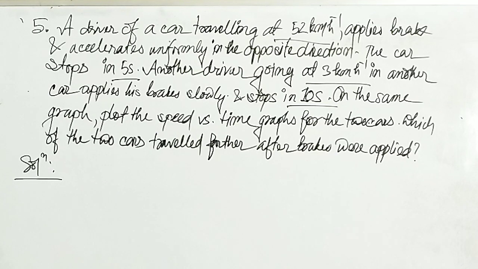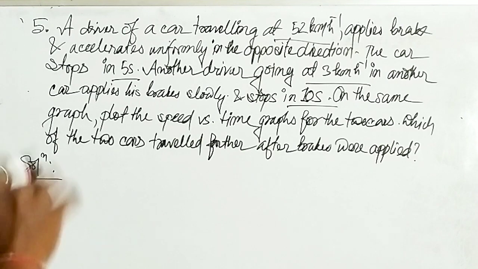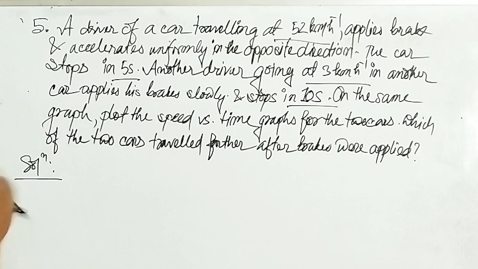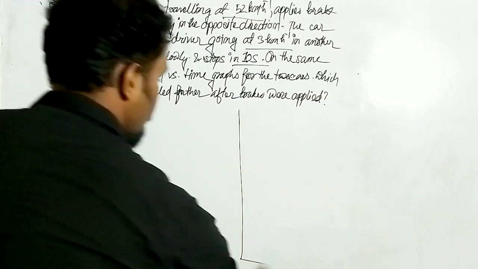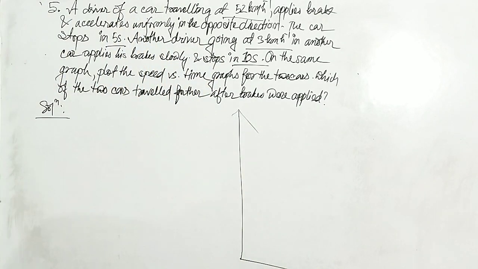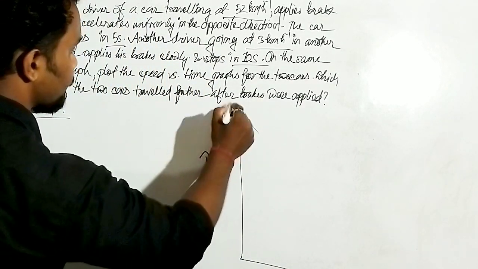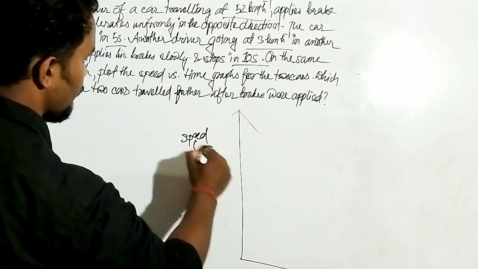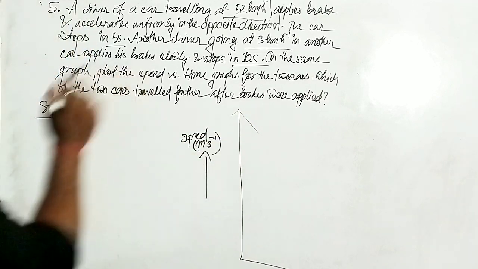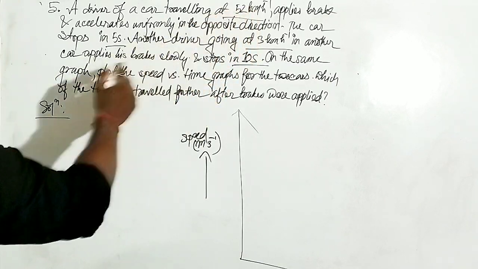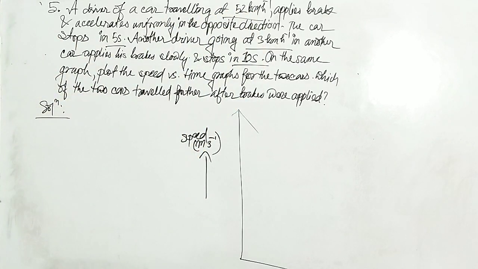That means we have to find out which of these two cars has traveled a longer distance after the brakes were applied. To understand this, first we will plot these two cars in one graph. That graph will be a speed versus time graph. In the y-axis direction, we'll keep speed. Its unit will be meter per second. That means we first have to convert 52 km/h and 3 km/h into meter per second, because it will be easy for us to plot them.